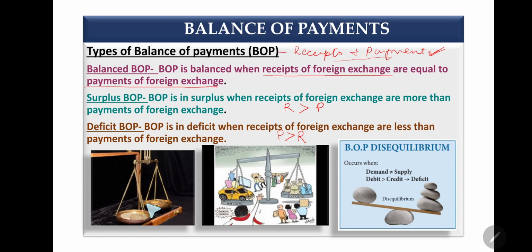So children, there are three types of balance of payment. One is balanced balance of payment. The second one is surplus balance of payment. The third one is deficit balance of payment. And remember, these terms would be defined in terms of receipts and payments. In case of balance, they are equal. In case of surplus, receipts are more than payments. In case of deficit, payments are more than receipts.